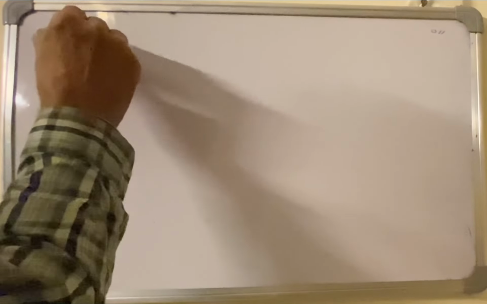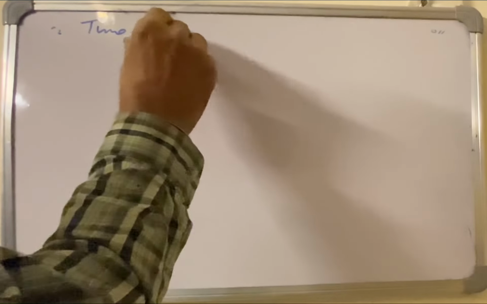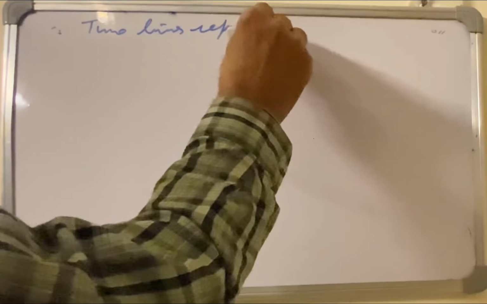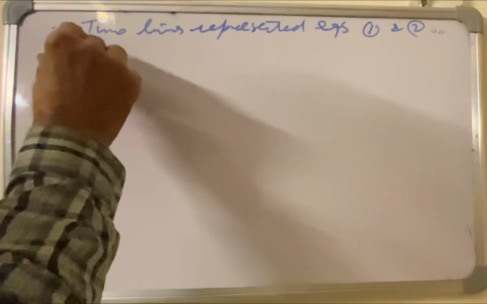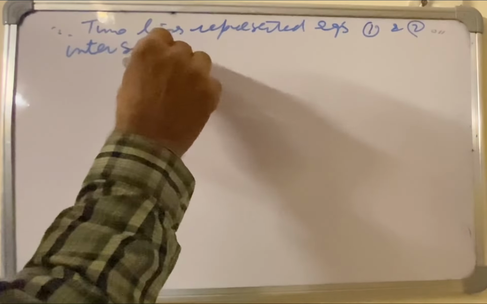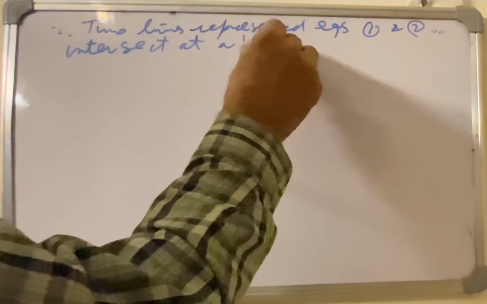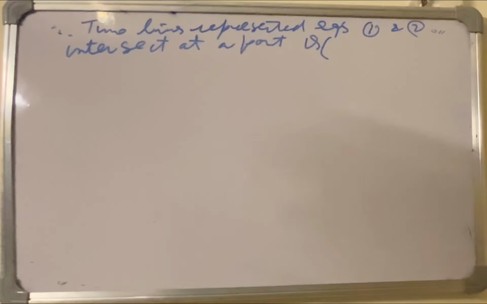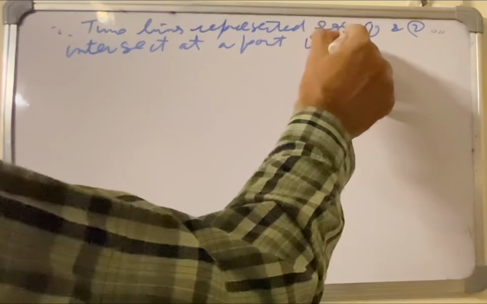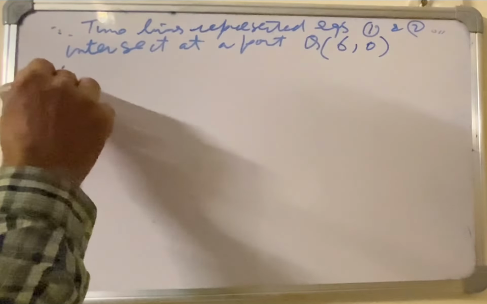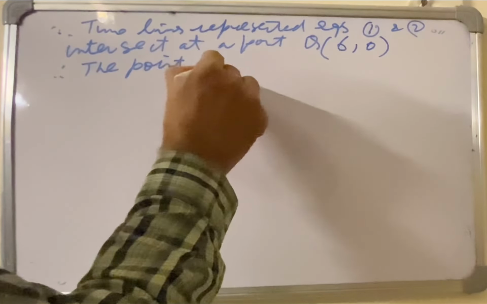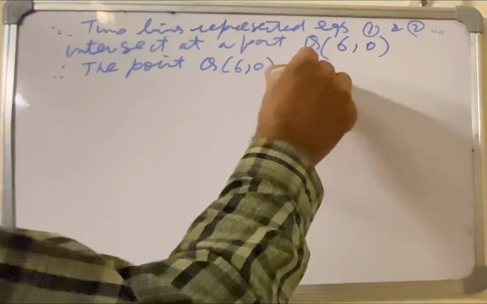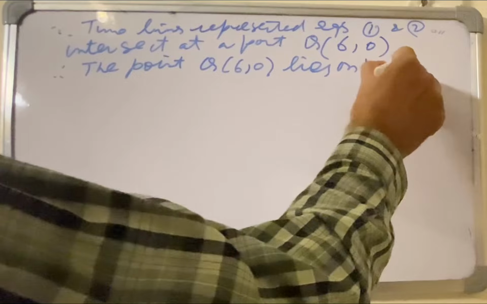Since two lines represented by equations 1 and 2 intersect at a point Q (6, 0), therefore the point Q (6, 0) lies on both lines PQ and RS.